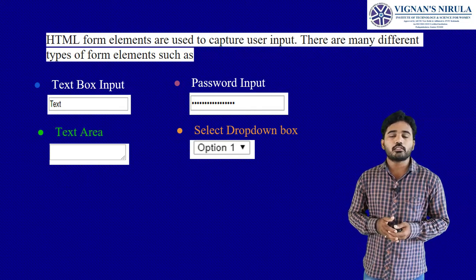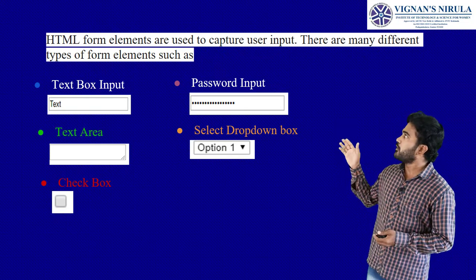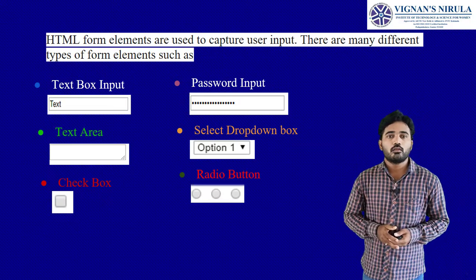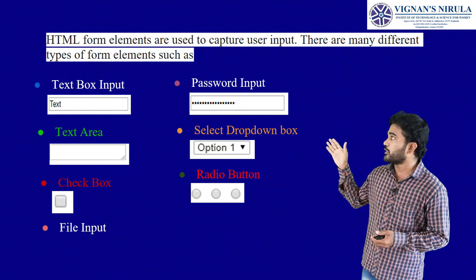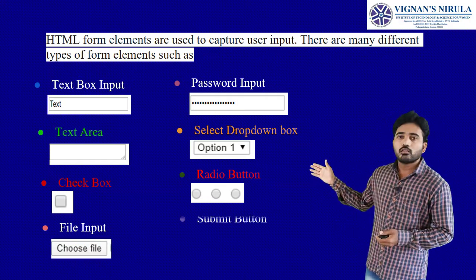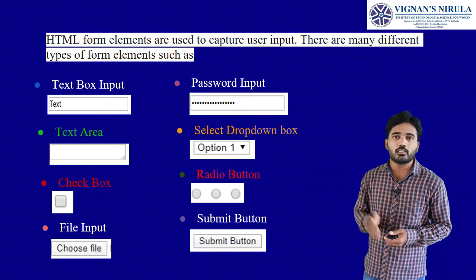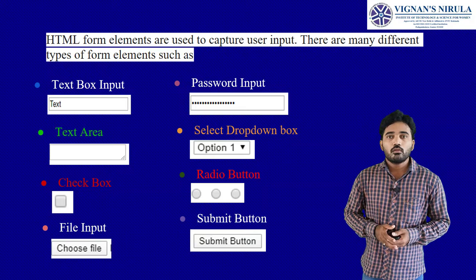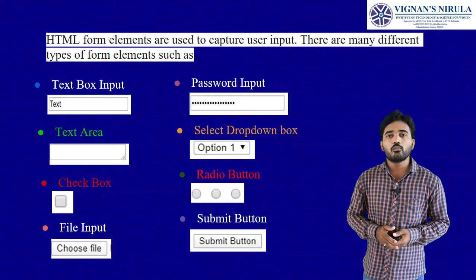The next one is checkbox and its appearance. And the next one is radio buttons and its appearance. The next one is file input. Its appearance looks like this. Next, the last one, if you observe, is a submit button and its appearance looks like this. So now we need to discuss in detail each and every form control.